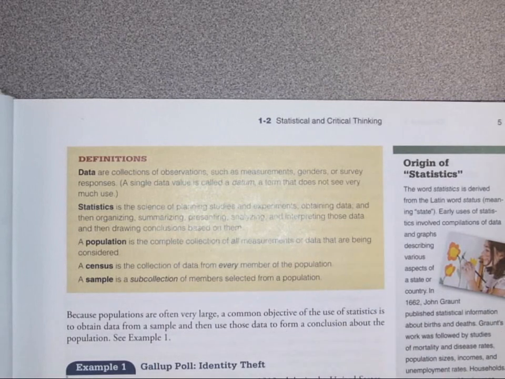A single data point is called a datum. Statistics is the science of planning studies and experiments, obtaining data, organizing, summarizing, presenting, analyzing, and interpreting the data, and then drawing conclusions based on them.